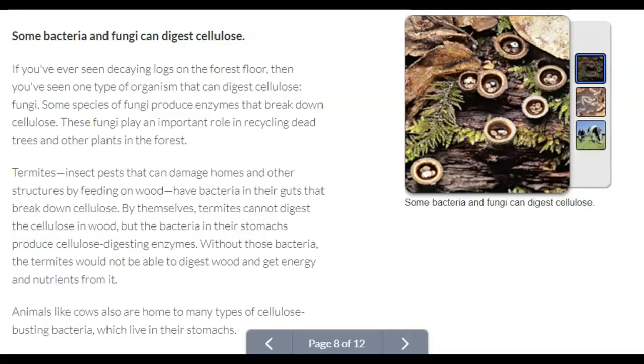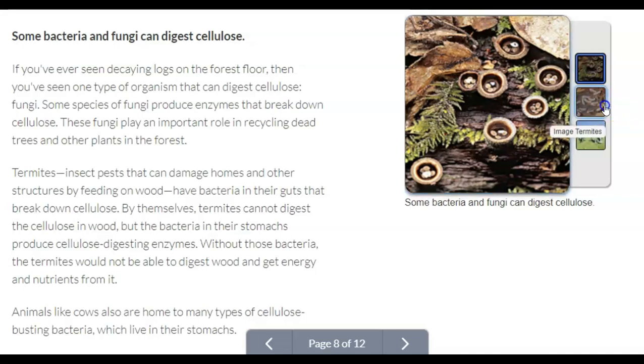Some bacteria and fungi actually can digest cellulose, though. If you've ever seen decaying logs on the forest floor, then you've seen one type of organism that can digest cellulose, fungi. Some species of fungi produce enzymes that break down cellulose. These fungi play an important role in recycling dead trees and other plants in the forest.